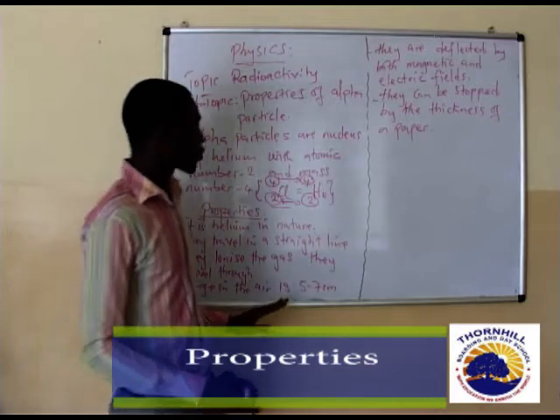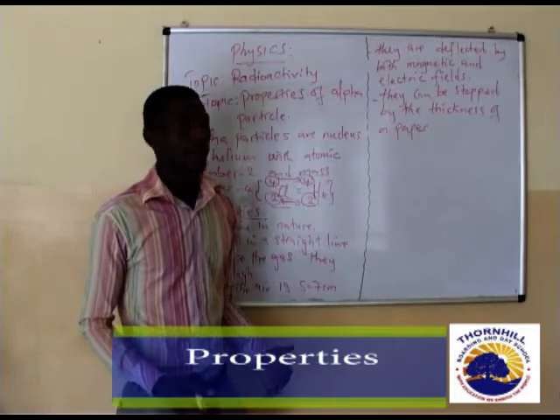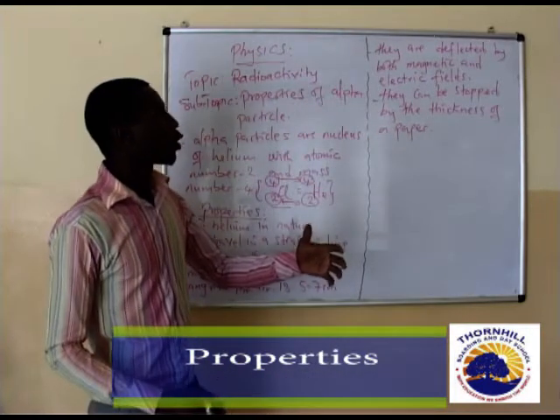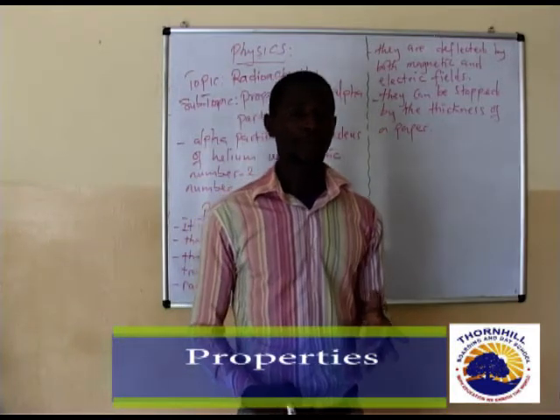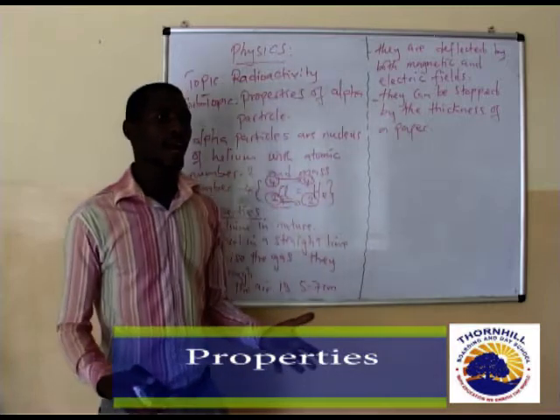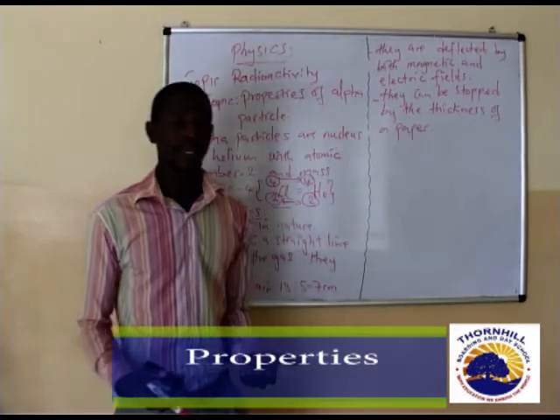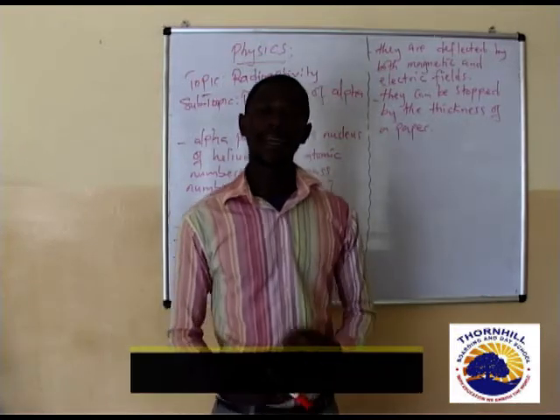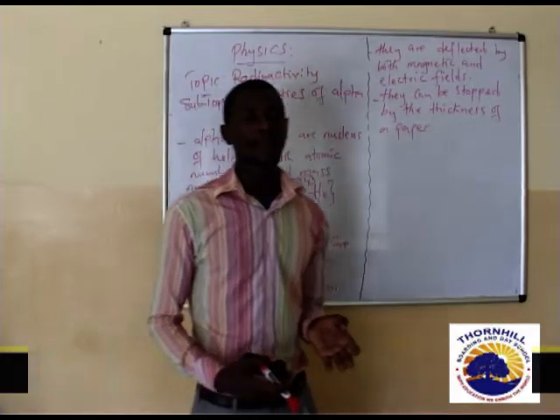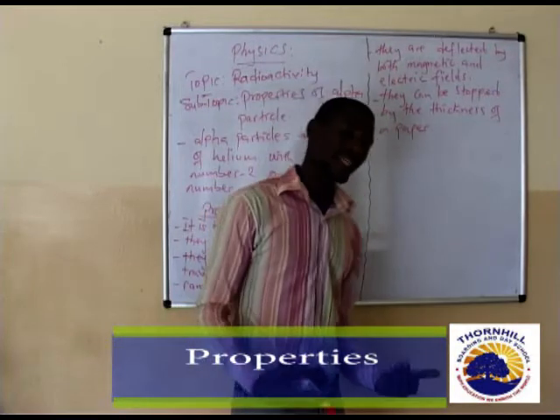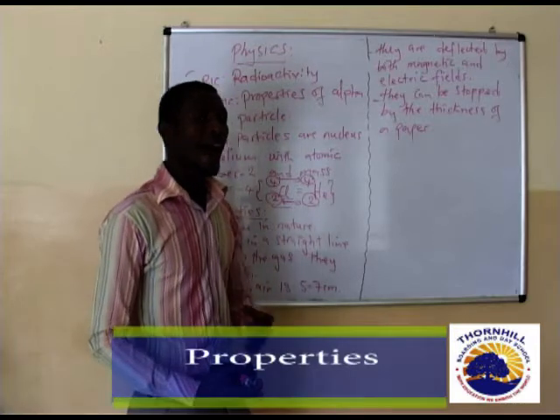Apart from this, we move on to the other property, which is deflection. Alpha particles are deflected by both magnetic and electric fields. What does this mean? The reason why they are deflected by either a magnetic field or an electric field is because alpha particles have an electric charge, which is a positive charge. If they are positively charged, they are expected to be deflected by a magnetic field or an electric field.